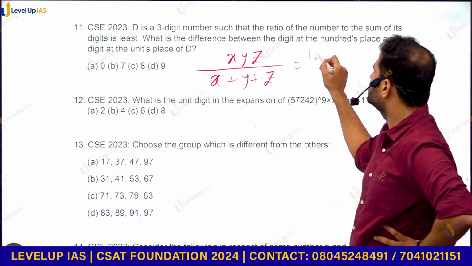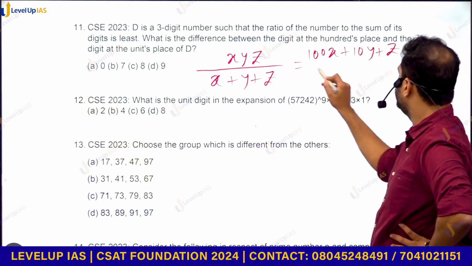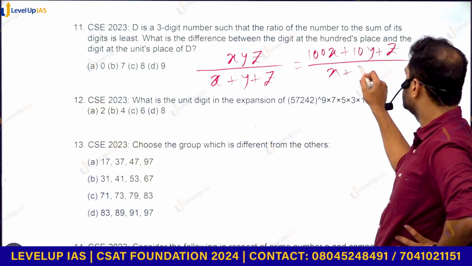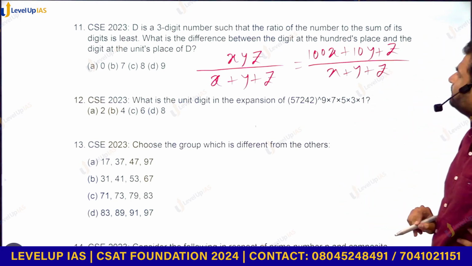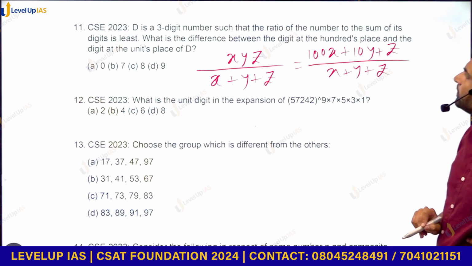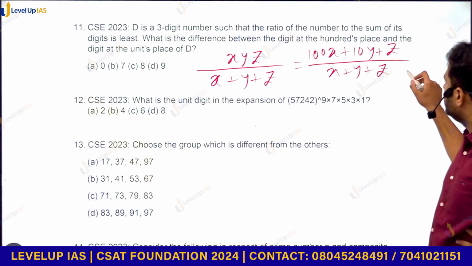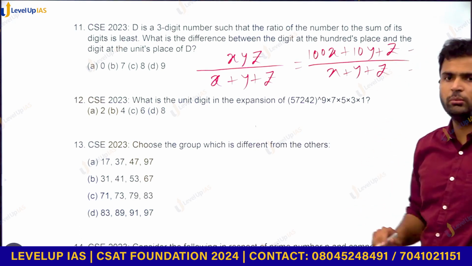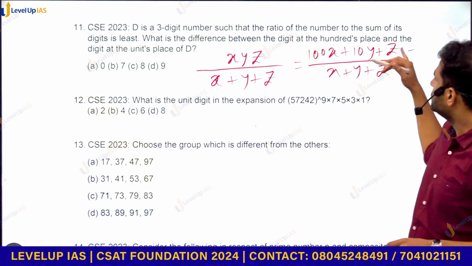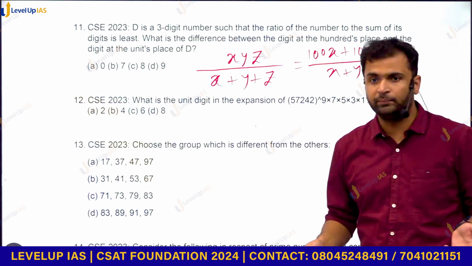Or you can write it as 100x plus 10y plus z divided by x plus y plus z. Now logically, when will this ratio be least? When the denominator is maximum and at the same time the numerator is minimum. So this number should be as small as possible and this number should be as large as possible.